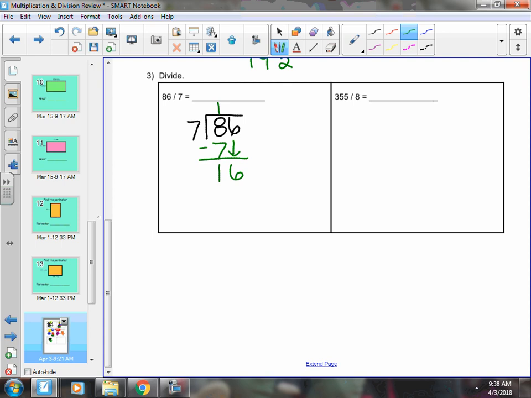Can you still make some groups of 7 from 16? Yeah, you can make 2 groups of 7. 2 on the top. Multiply. 2 times 7 is 14. Subtract. There's nothing to bring down. That's when you know you're done. So our answer is 12 remainder 2. So remember the steps of division.